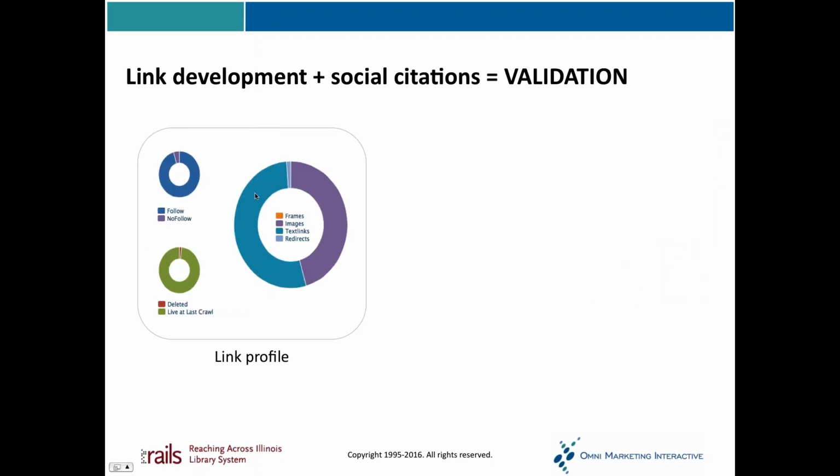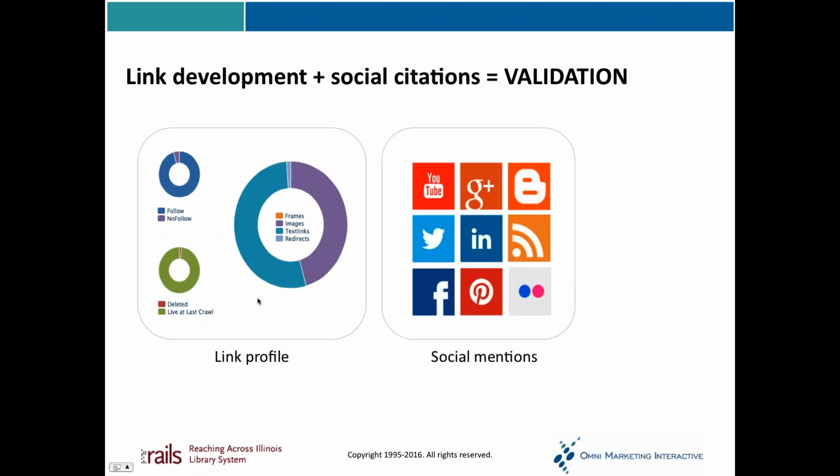So just so you know, in Majestic, you can see this link profile. Again, more than happy to share that with you. And you have your social mentions based on your target audience preferred social media. And remember how I said link development is validation? It's exactly what it is. You're validating that the content on your site is good, and you're validating your labeling system.